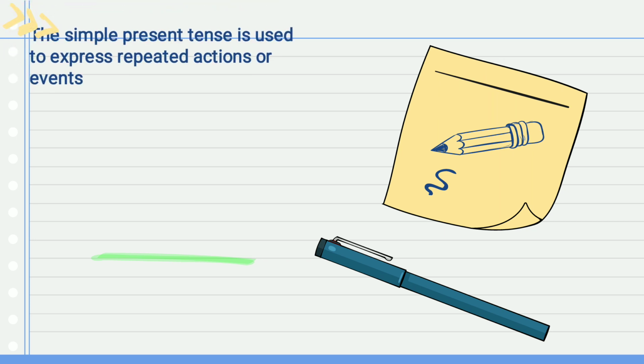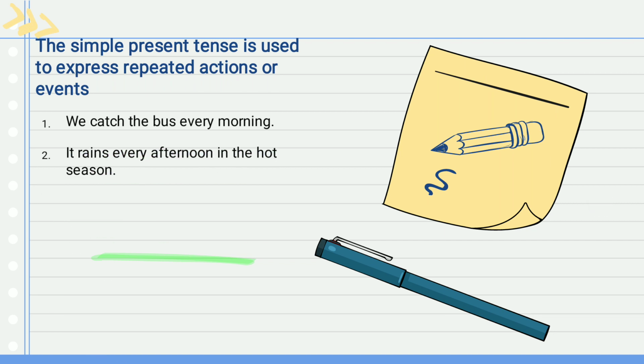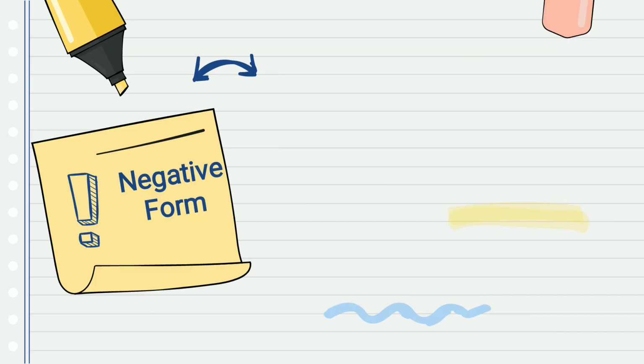Simple present tense can also be used to express repeated actions or events. Jadi bisa digunakan untuk mengungkapkan action atau kegiatan yang berulang. For example, we catch the bus every morning. Number 2, it rains every afternoon in the hot season. Number 3, they drive to Monaco every summer. So those sentences express repeated actions or events.